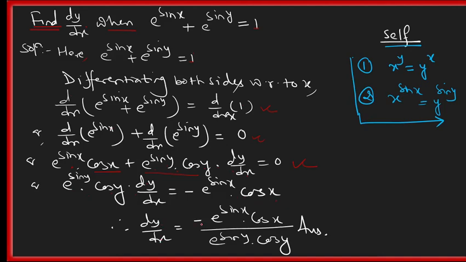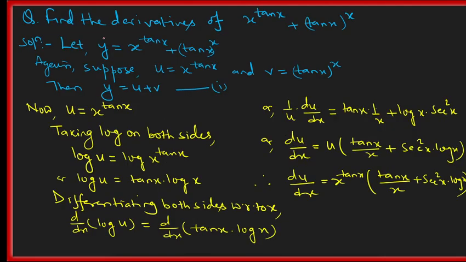Therefore dy by dx equal to minus e to the power sin x times cos x by e to the power sin y times cos y. This is the answer. And you can try two other questions, that is find dy by dx when x to the power y equal to y to the power x, and x to the power sin x equal to y to the power sin x. Please try yourself these questions with the help of this pattern. Okay, then let's move to the next question.